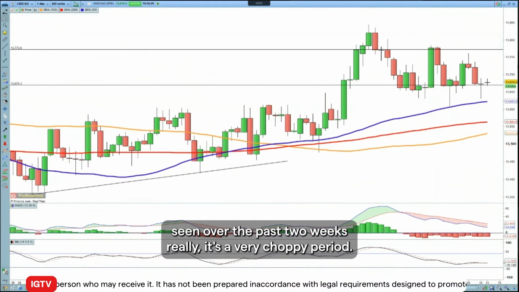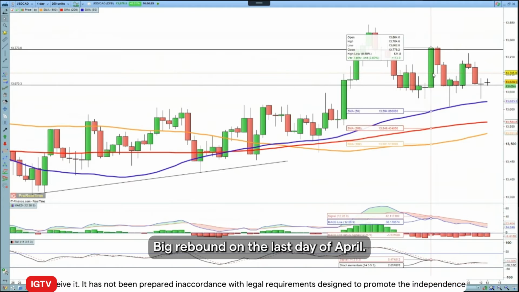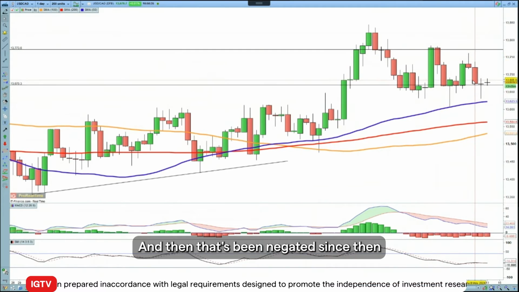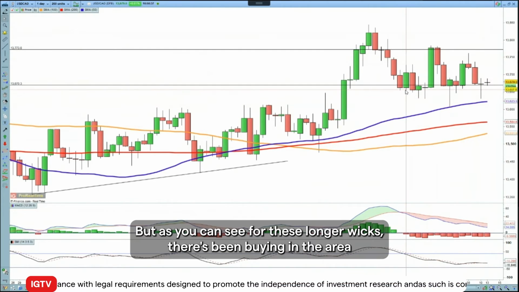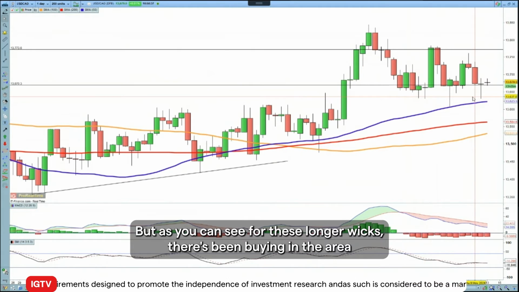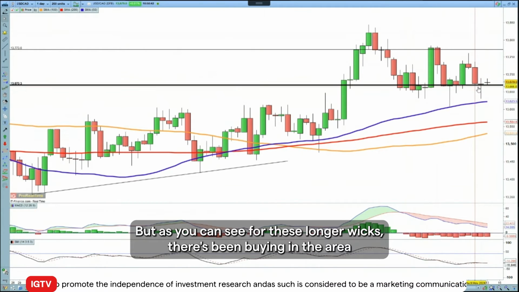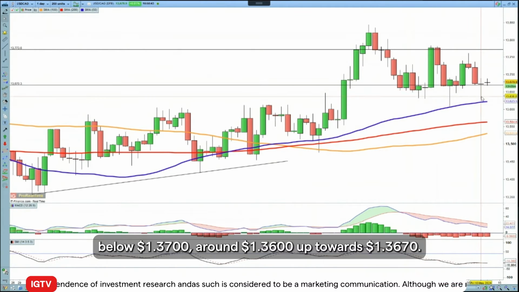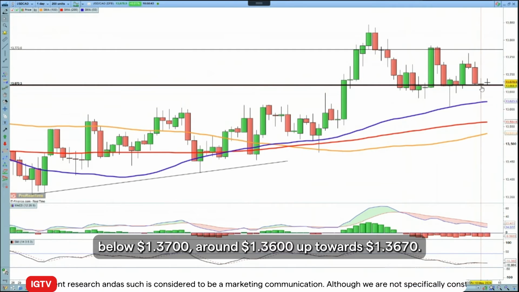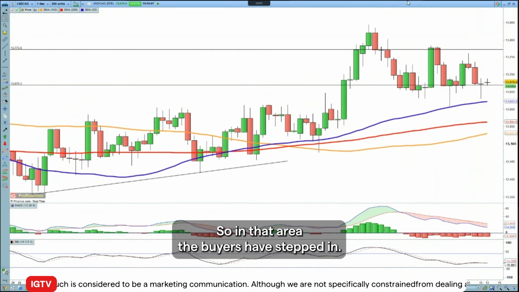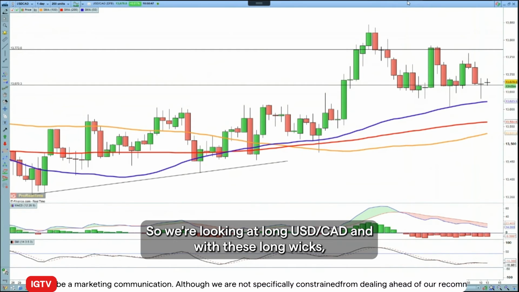a very choppy period. Big rebound on the last day of April, and then that's been negated since then with further range-bound trading, essentially. But as you can see from these longer wicks, there's been buying in the area below 137, around sort of 136 up towards 136.70. So in that area, the buyers have stepped in. So we're looking to go long dollar CAD.